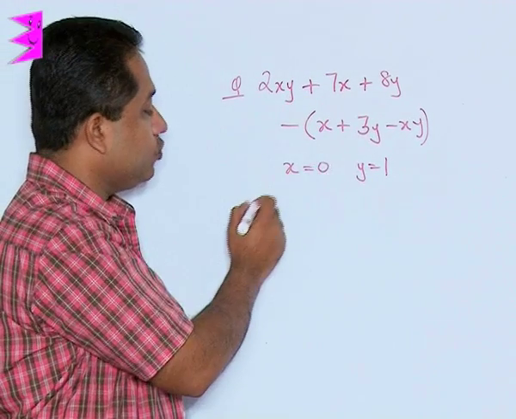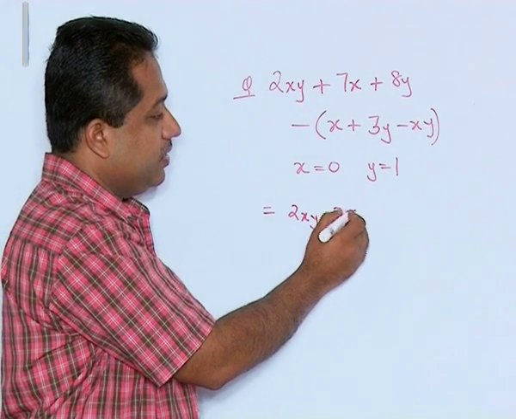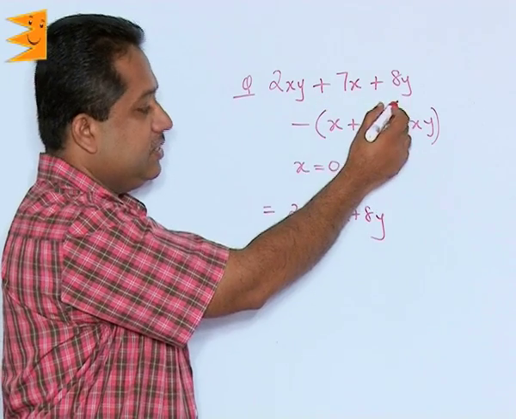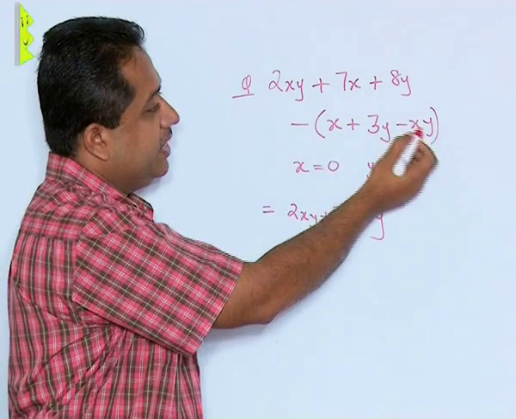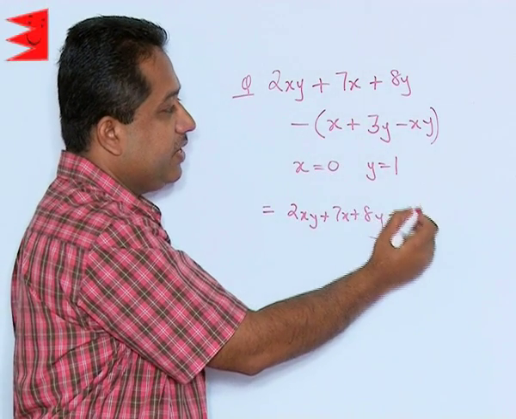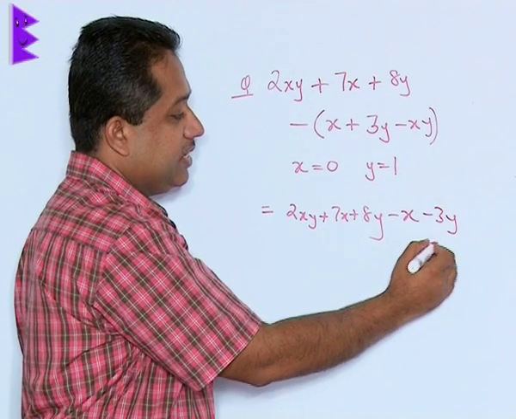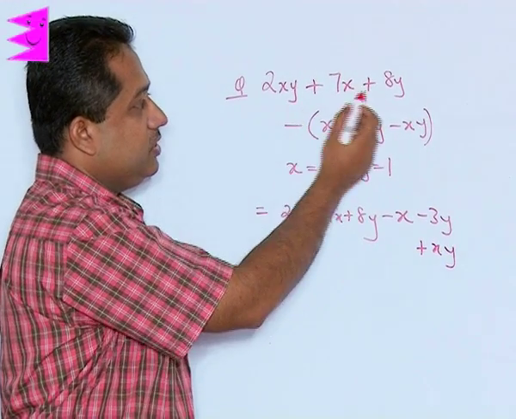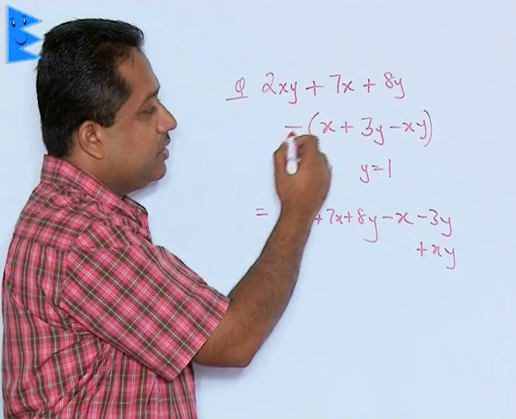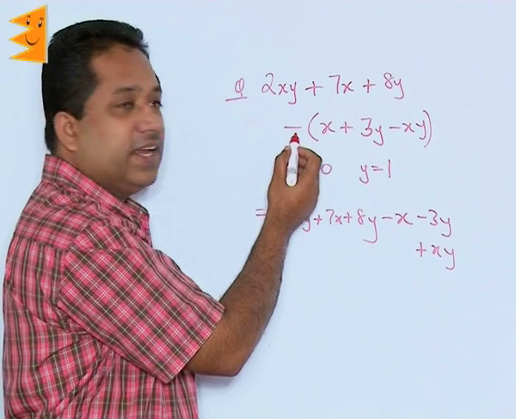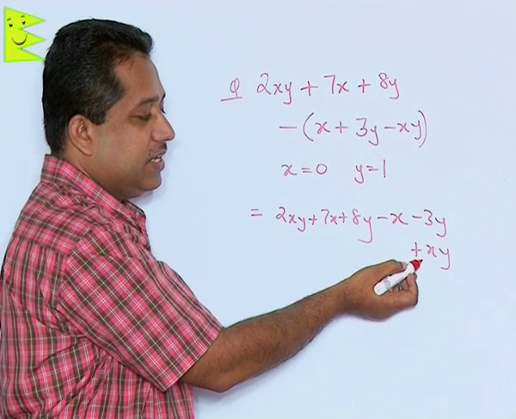So the first step is to solve this or simplify it. 2xy plus 7x plus 8y remains as it is, and for the second bracket there is a negative sign outside, so the signs will change. This is going to become minus x, this is going to become minus 3y, and minus this is going to become plus xy. So the first term is written as it is, and in the second bracket we change the signs because there is a negative sign outside. So this is minus x, minus 3y and plus xy.